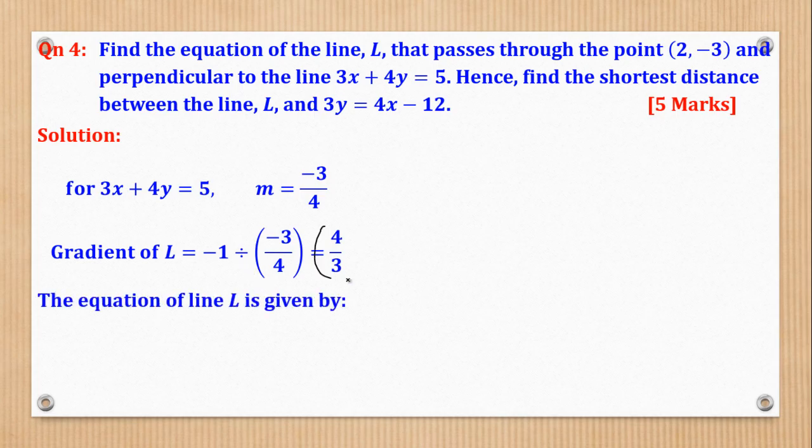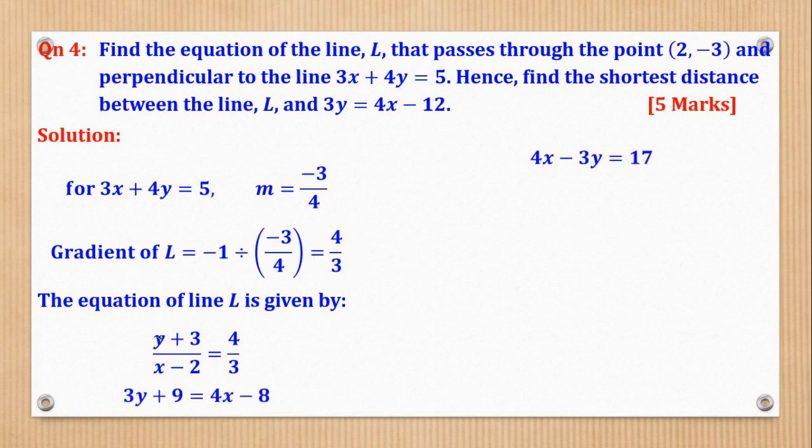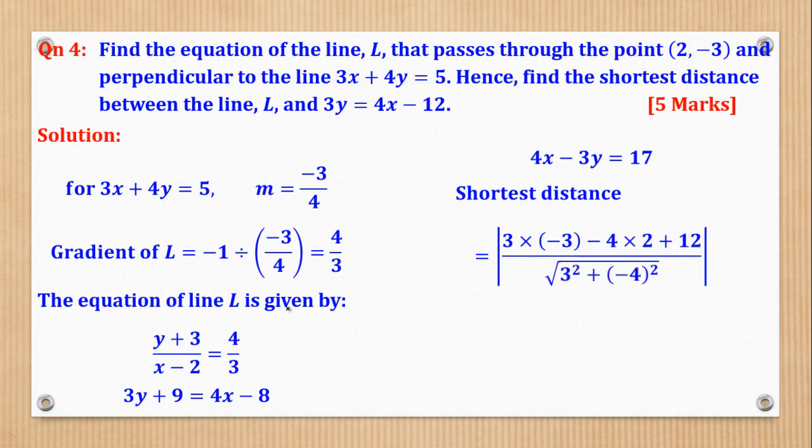Now I know the gradient of L and I know a point through L. So I can get the equation of line L by equating gradients where xy is a variable point. Cross multiply and rearrange to get the required equation. So shortest distance between line L and this equation. The good thing, I know a point on line L. So that's what I'm going to use.